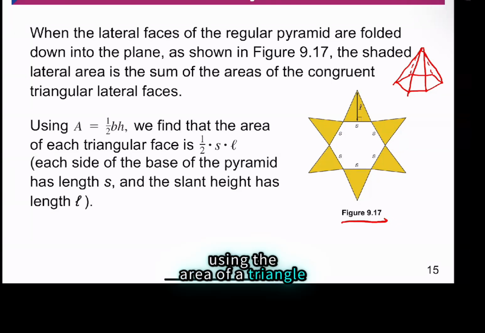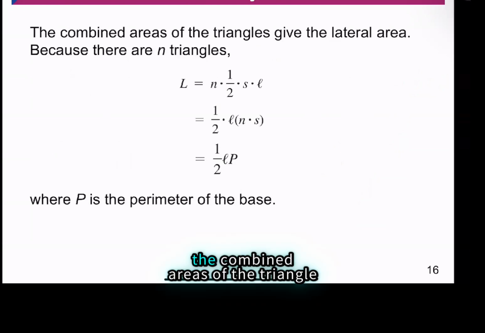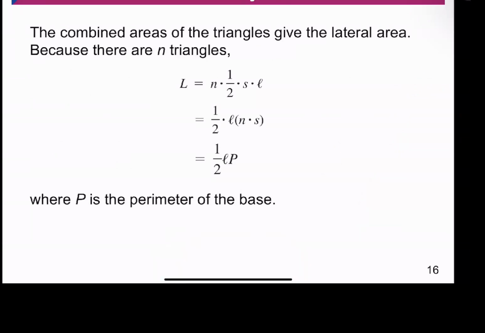Using the area of a triangle, A is equal to 1/2 of base times height, we find that the area of each triangular face is 1/2 the side of the base times the slant height L. Each side of the base of the pyramid has length S and the slant height is of length L. The combined areas of the triangles give the lateral area.